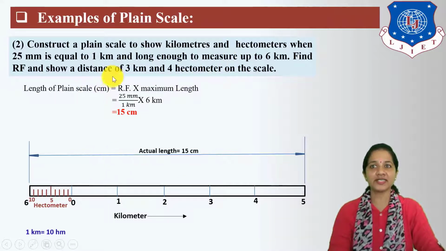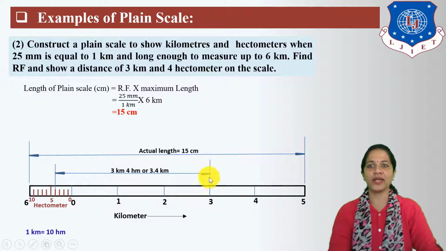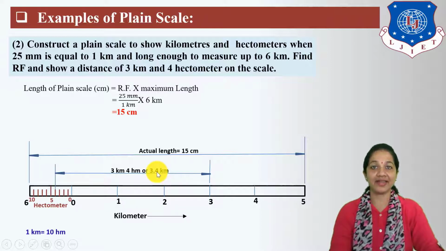Here show the distance of 3 kilometer and 4 hectometer on the scale. So take 3 kilometer from the main division and 4 hectometer from the subdivision, because the subdivision indicates hectometer. And indicate here 3 kilometer, 4 hectometer, or 3.4 kilometer.